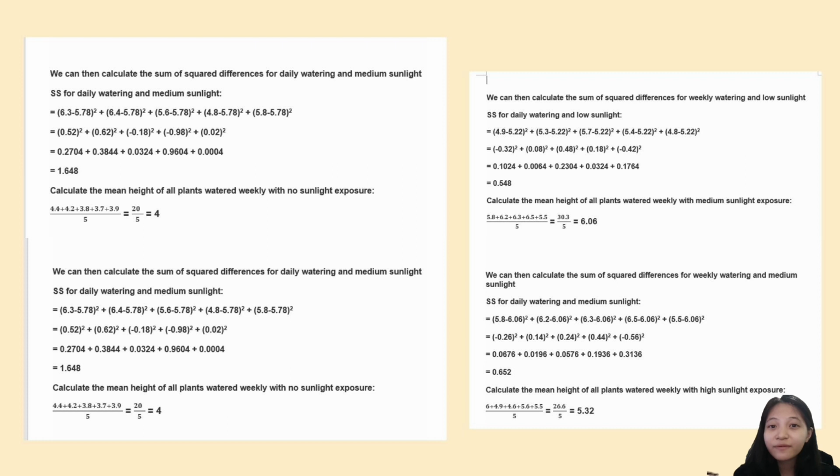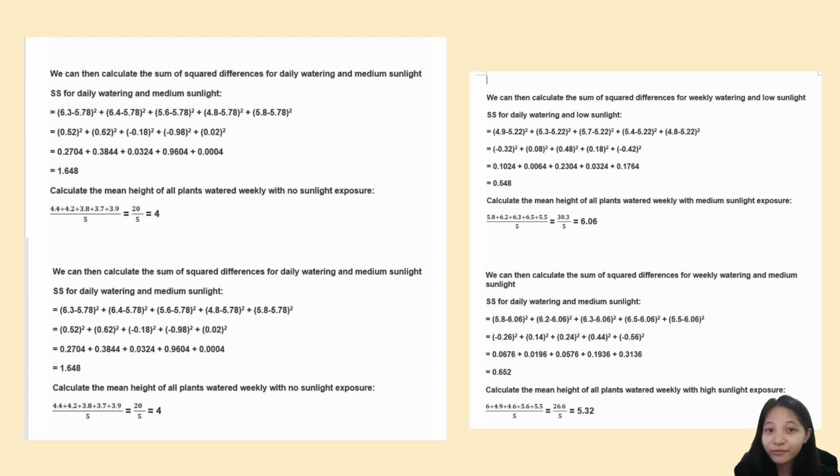So 0.652 is the sum of square differences for factor B with medium sunlight exposure. And lastly, calculate the mean height of factor B with high sunlight exposure. So 6 plus 4.9 plus 4.6 plus 5.6 plus 5.5 divided by 5 equals 26.6 divided by 5 equals 5.32.